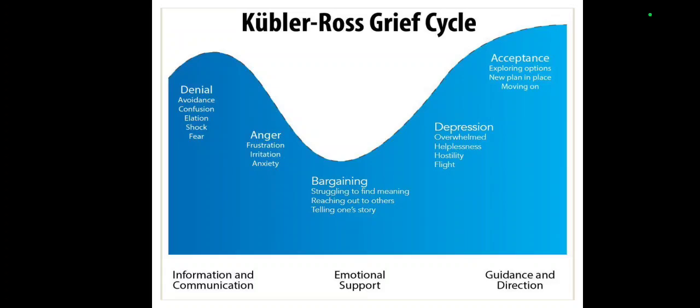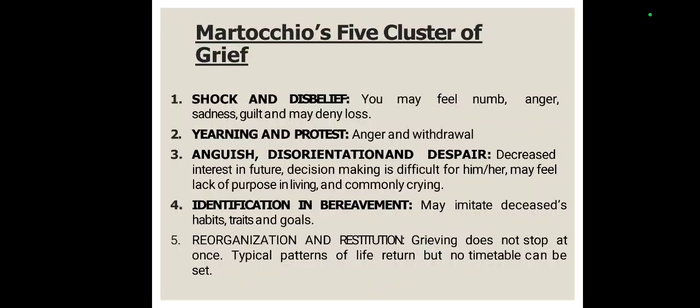Okay. So another grief model that we use is Martocchio's five clusters of grief. Okay. So here, it is similar to the Kubler-Ross grieving cycle. So it starts with shock and disbelief, wherein you may feel numb, anger, sadness, guilt, and may deny loss. After shock and disbelief, you will experience yearning and protest, or anger and withdrawal. After that, you will experience anguish, disorientation, and despair.